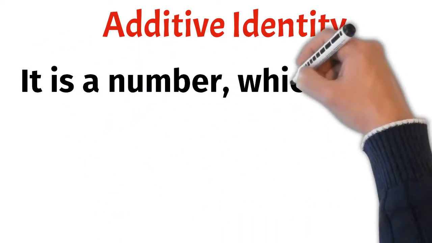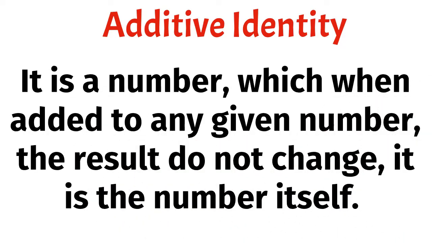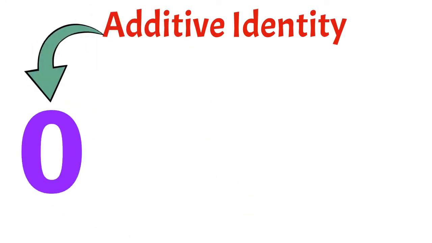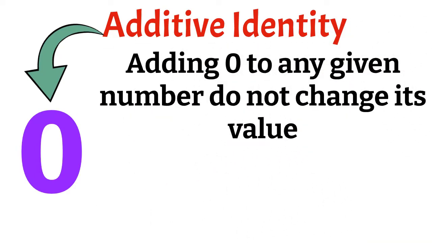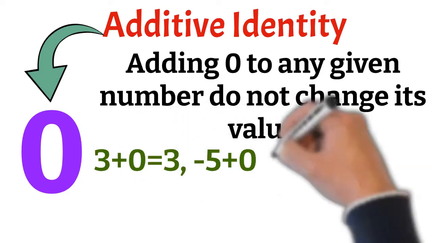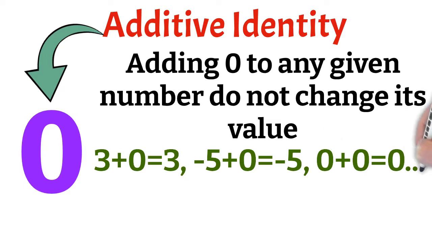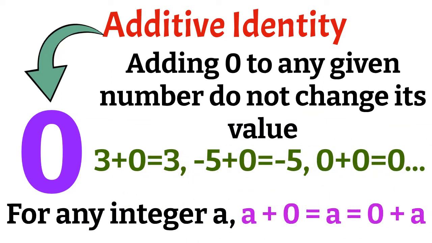Fifthly, additive identity. Additive identity is a number which when added to any given number, the result does not change. It is the number itself. The number 0 is the additive identity, as adding 0 to any given number does not change its value. For example, 3 plus 0 equal to 3, minus 5 plus 0 equal to minus 5, 0 plus 0 equal to 0, etc. Thus, for any integer a, a plus 0 equal to a equal to 0 plus a.